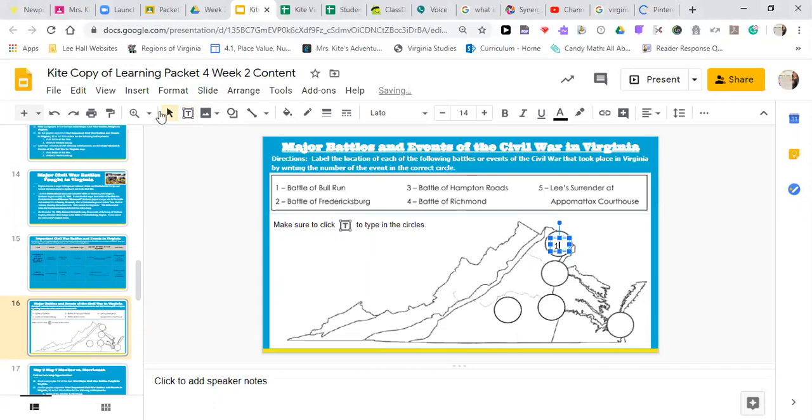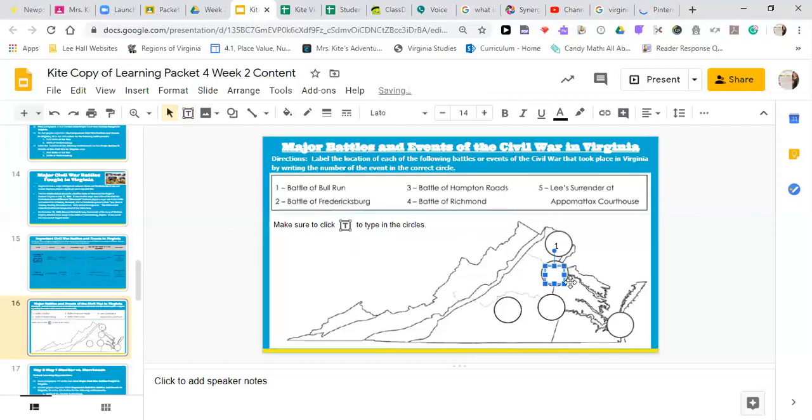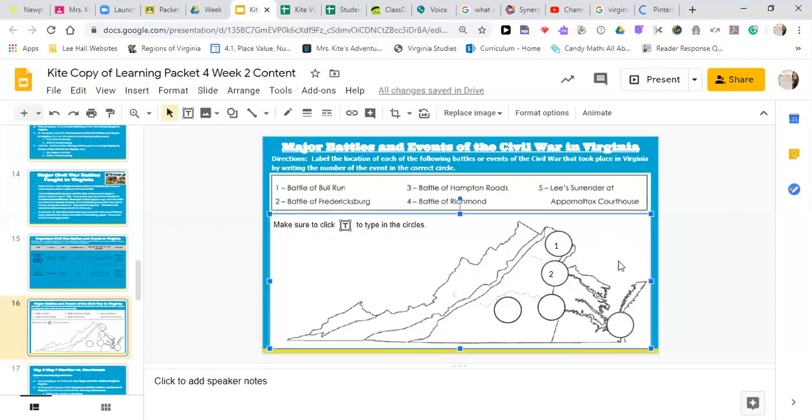And the reason why I want to do this together is because we don't have a map in front of us, and usually in Virginia Studies in our notes we would have it. All right, and 2. So that's where your Battle of Bull Run and your Battle of Fredericksburg are. And we're going to go over this because we don't have a map included in our thing. So we're going to look at maps together.